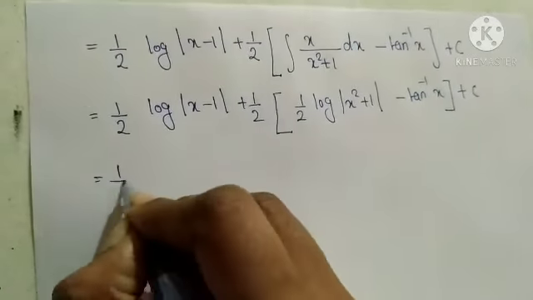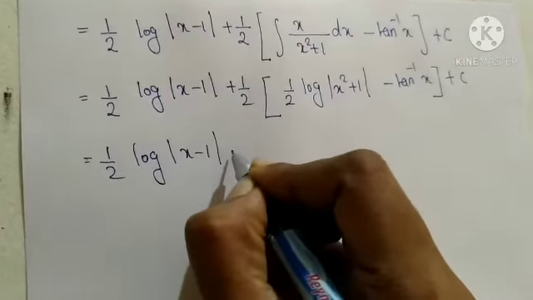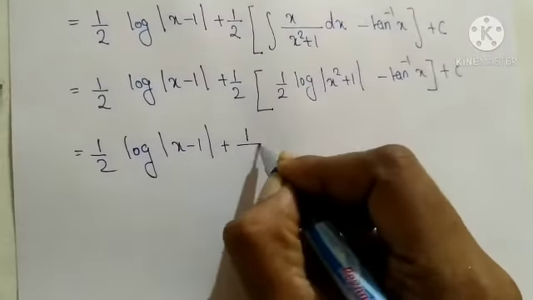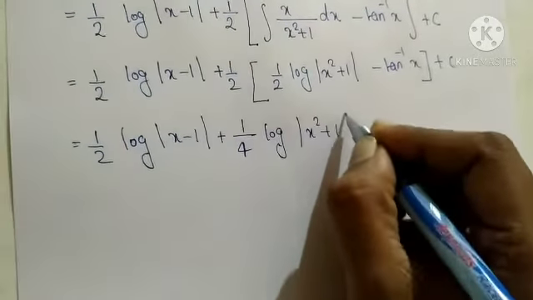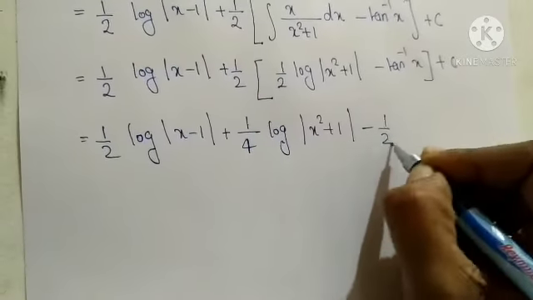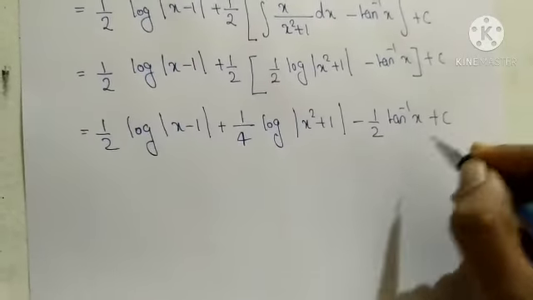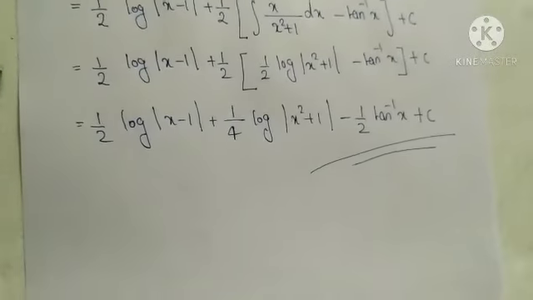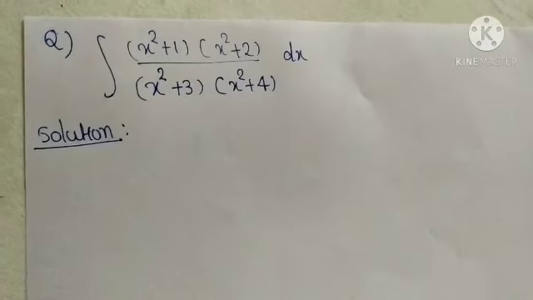So next I am going to open this bracket. Here we get 1 by 2 into 1 by 2 will become 1 by 4 log mod x square plus 1 minus 1 by 2 tan inverse x plus c. So this is our final answer. Okay, I hope you understood this question.